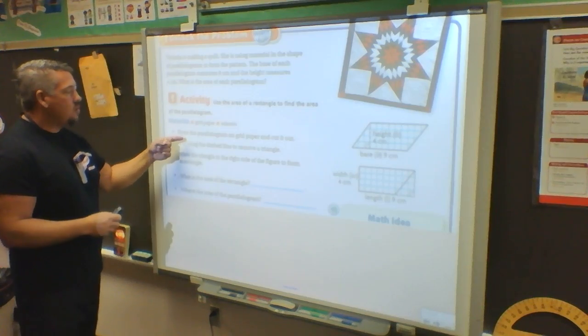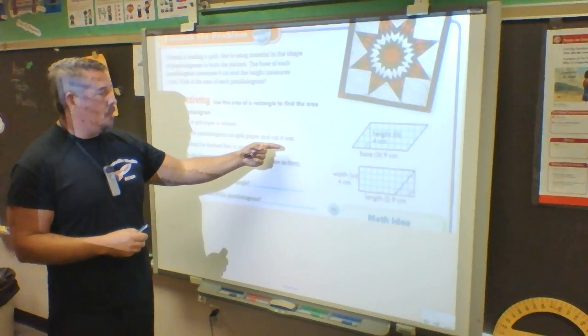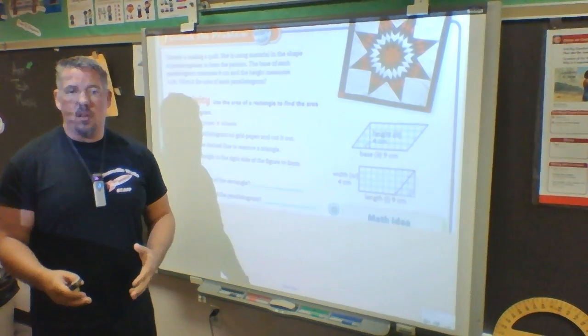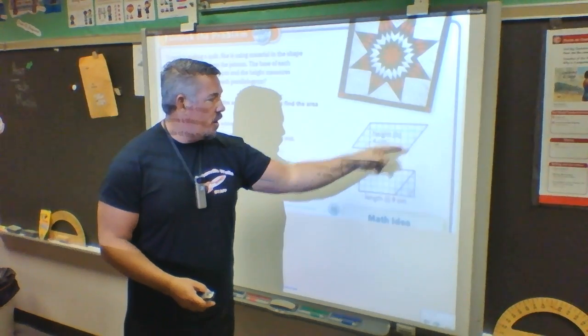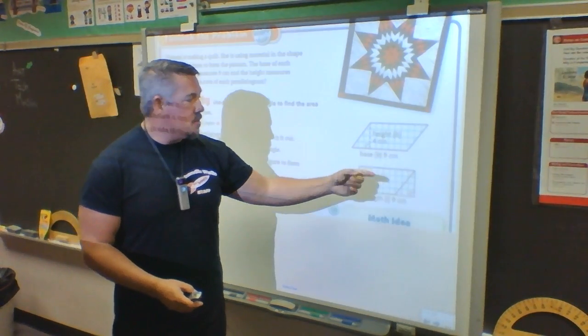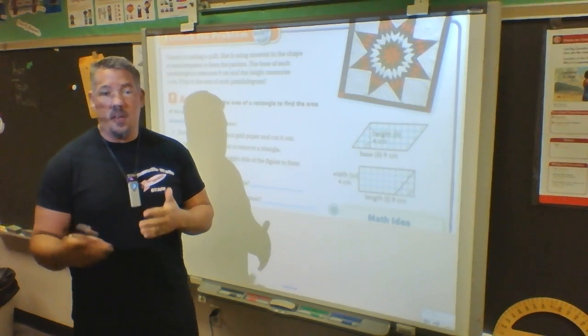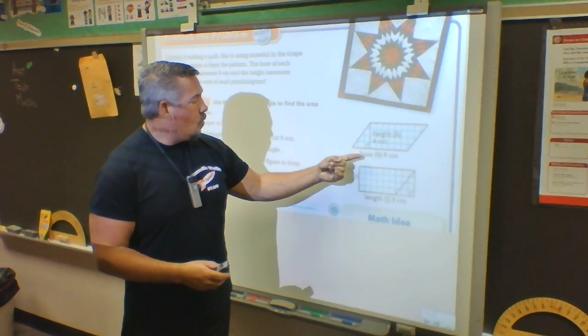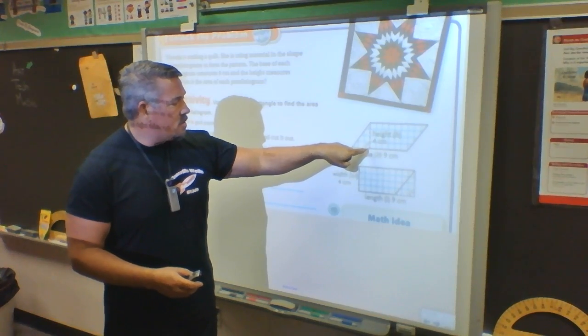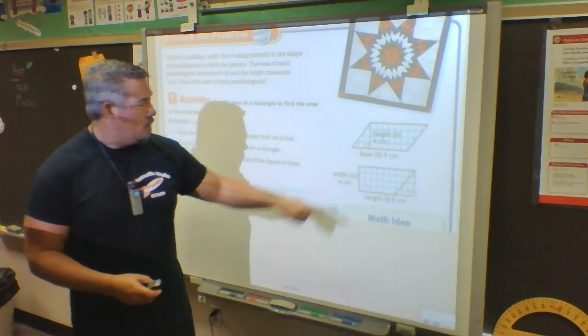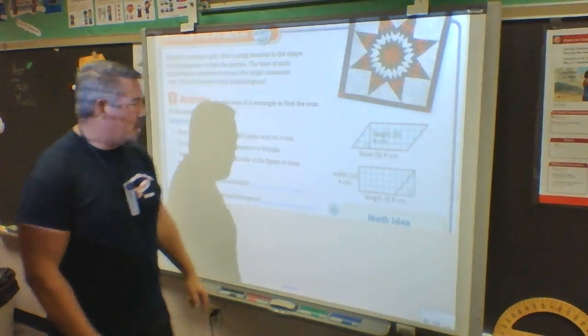So it says we're going to draw a parallelogram on grid paper and cut it out. Now we're not physically going to do that. We're just going to look at what we're doing. So we have the parallelogram. We see that the base of the parallelogram, or the length, if it was a regular quadrilateral, then it's 9. And the height, notice the right angle. The height is 4 centimeters.